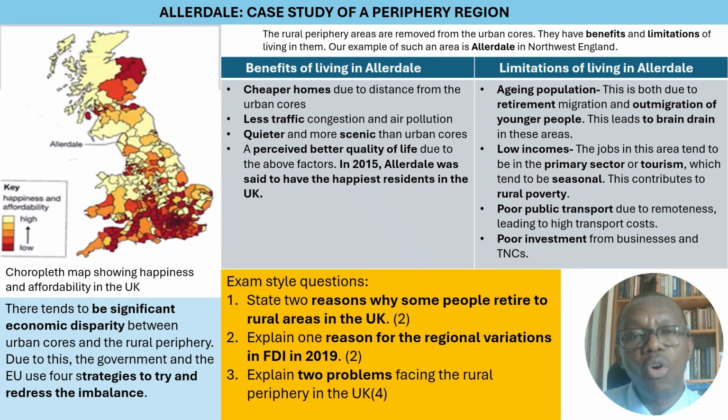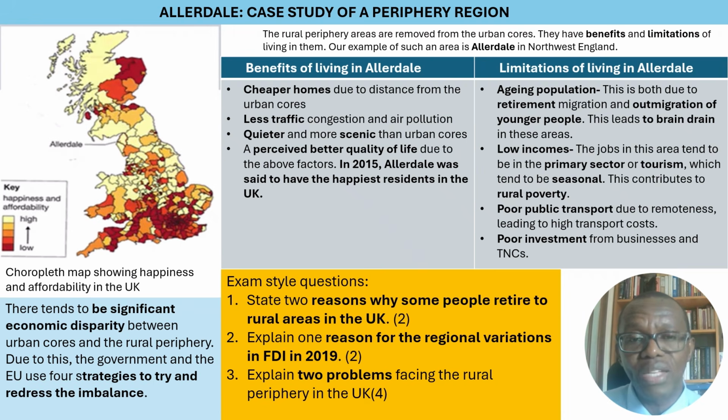The example of a periphery region here in the UK that our exam board recommends is Allerdale in northwest England. Now, the rural periphery areas are removed from the urban cores, as we have seen in the previous slides. They have benefits and limitations of living in them. Now, what are the benefits of living in Allerdale, for example?